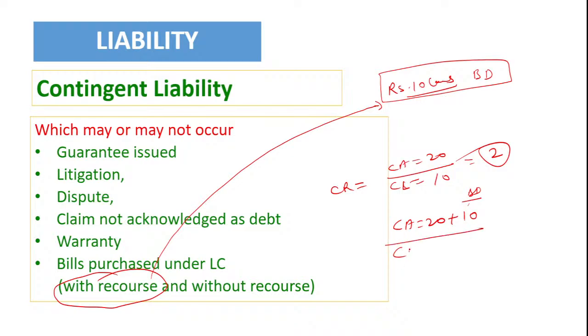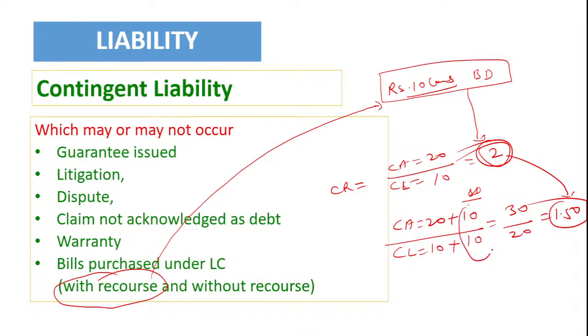And now in the current liability, earlier it was 10, you also add the book debt discounting amount of 10. So now you see 30 divided by 20. So now the current ratio has become 1.5. Earlier, if you ignore the bill discounting figure, the current ratio was 2. But if you add the bill discounting figure, then the current ratio is 1.5.